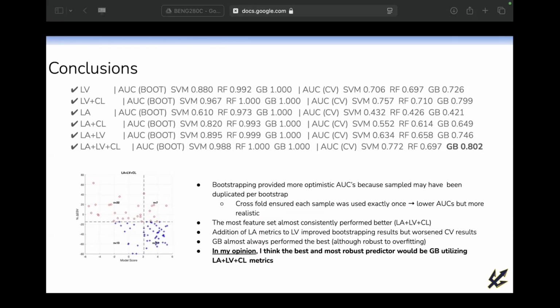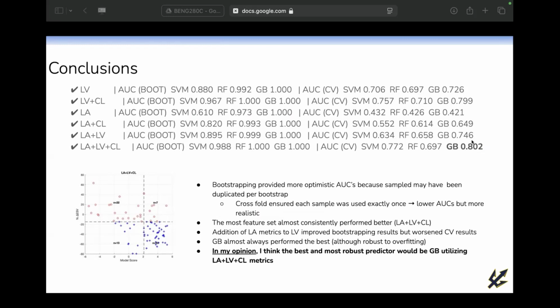When appended with the left atrial strain, this slightly improved the performance. Although adding left atrial strain metrics to left ventricle strain metrics alone improved the results when bootstrapping, this worsened the results when cross-validating. And then the logic gradient boosted tree model almost always performed best, although it most likely was overfit when using the bootstrapping approach. And all that said, I bolded the highest AUC on the cross-validation side.